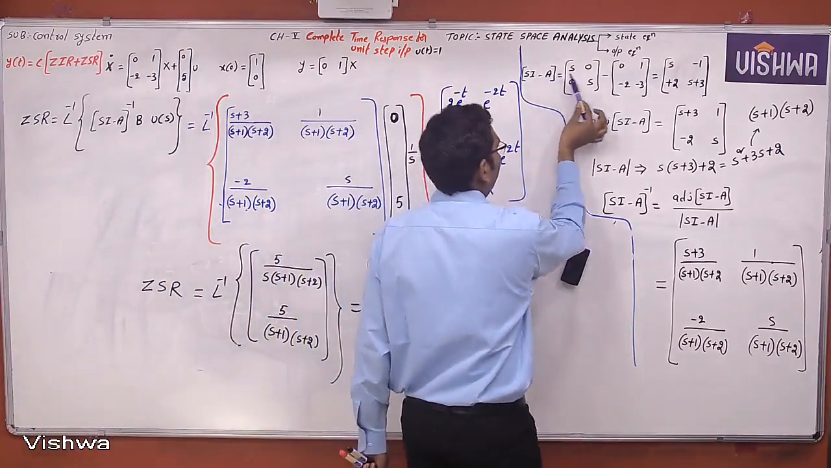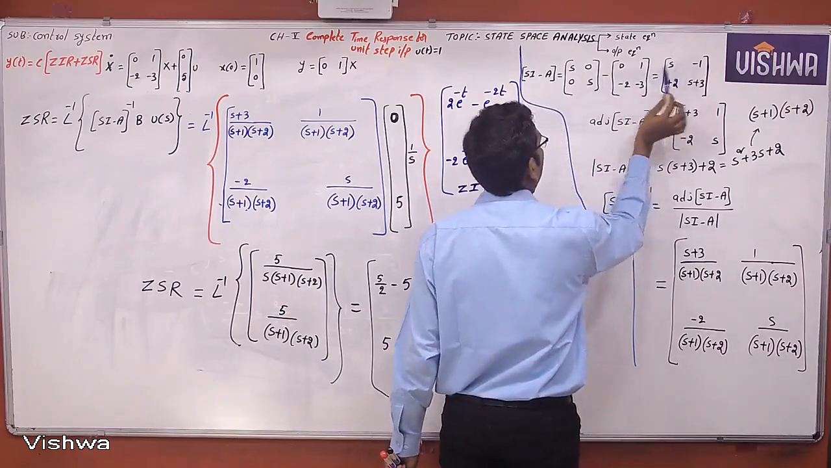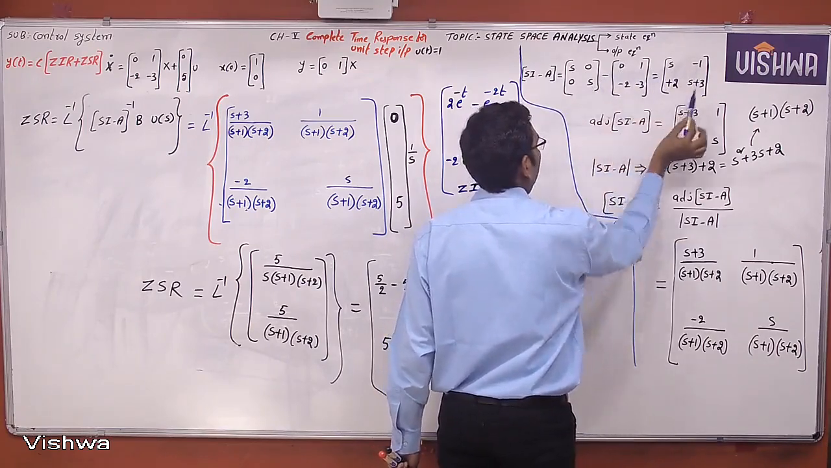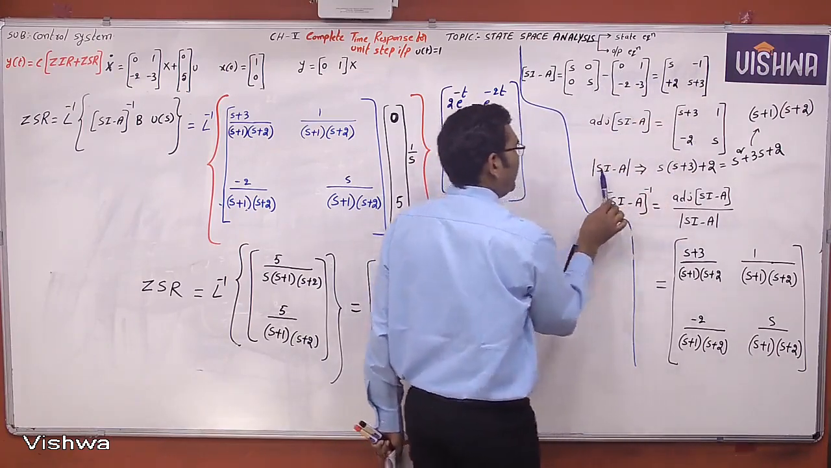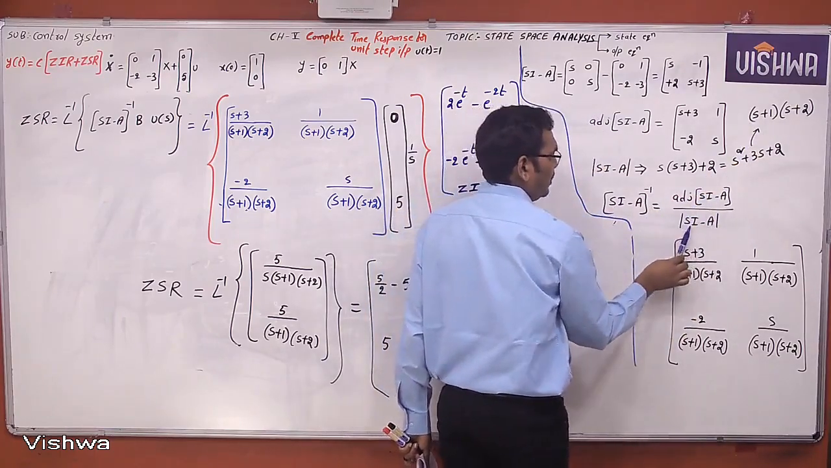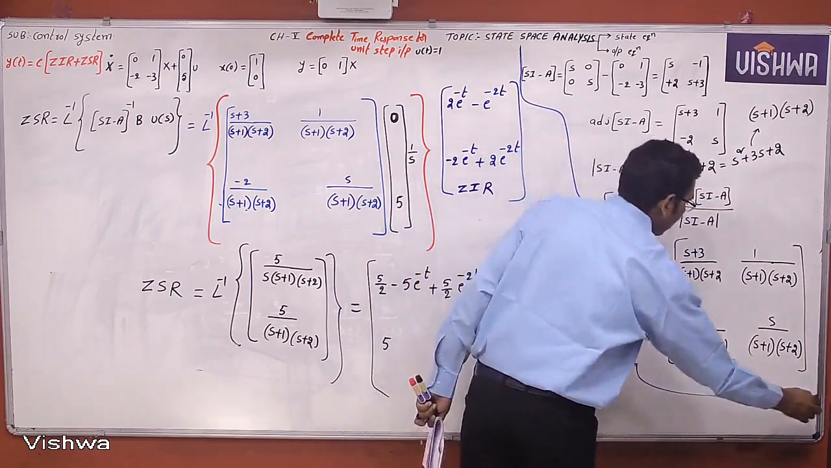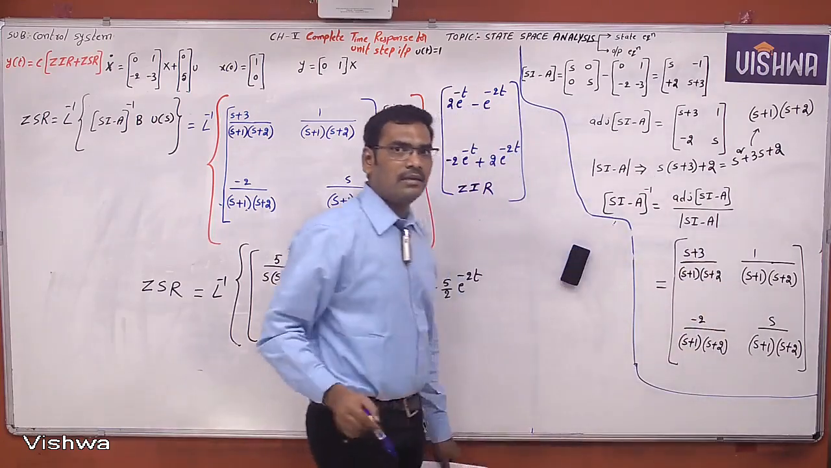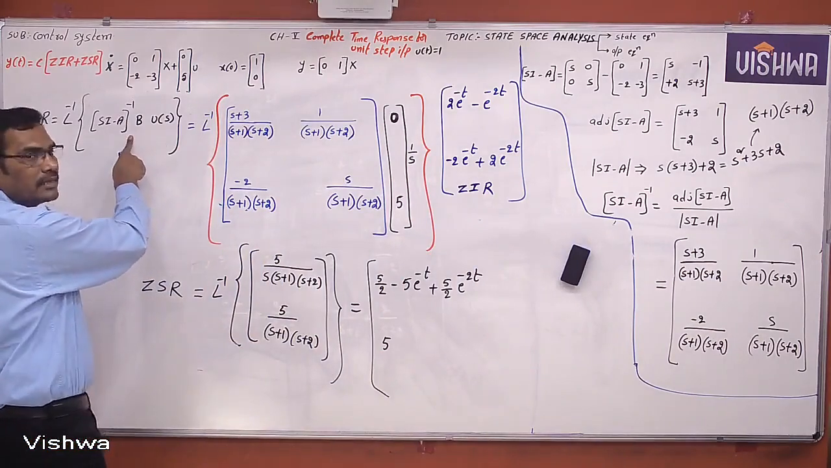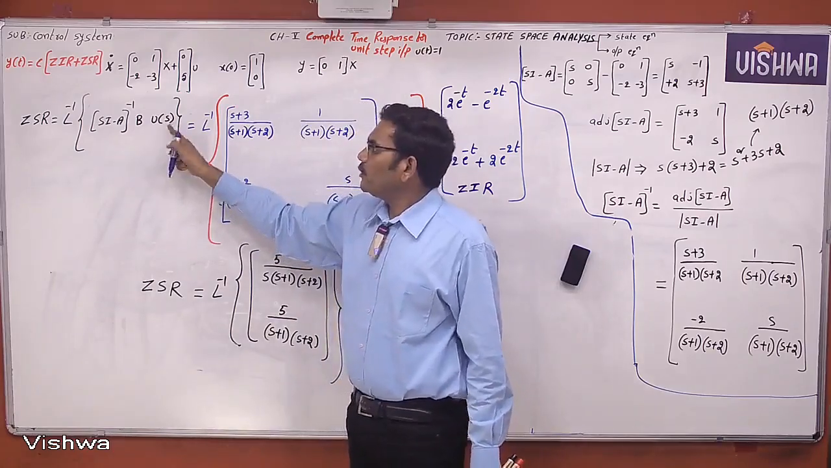See here, sI minus A. A is 0, 1, minus 2, minus 3. So s minus 0 is s. 0 minus 1 is minus 1, 0 minus minus is plus, s plus 3. So the adjoint is this, the determinant is this, and the roots are s plus 1 and s plus 2. And the matrix inverse is adjoint by determinant. And this is the (sI minus A) matrix inverse. Is it right or not? This is the (sI minus A) matrix inverse. But what did we require? (sI minus A) matrix inverse into B into U of S.